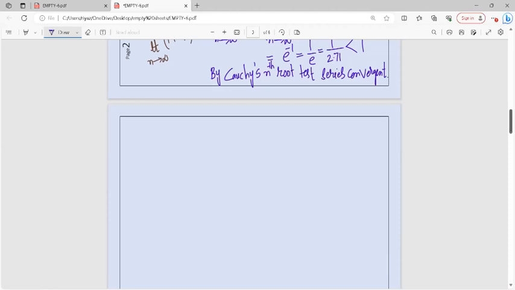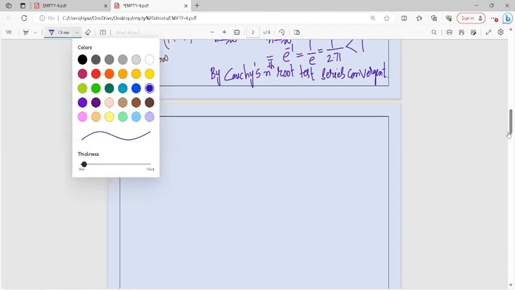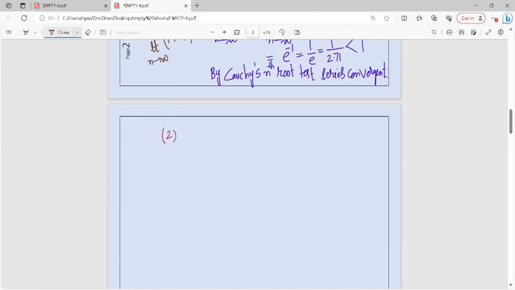Let us see. The next question is number 2. Examine the convergence of the series.